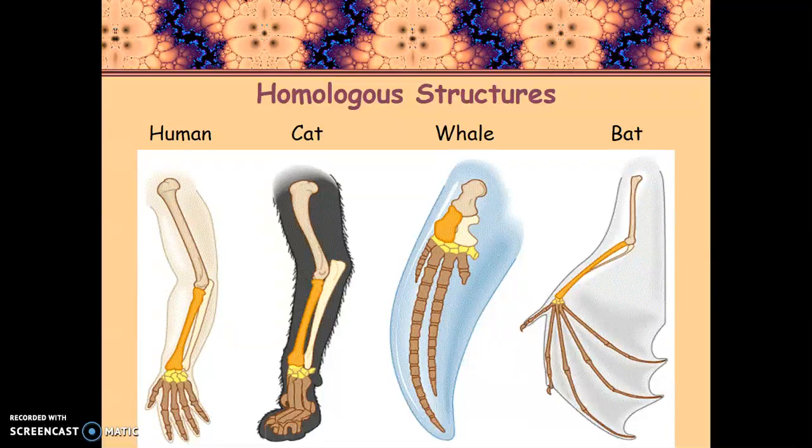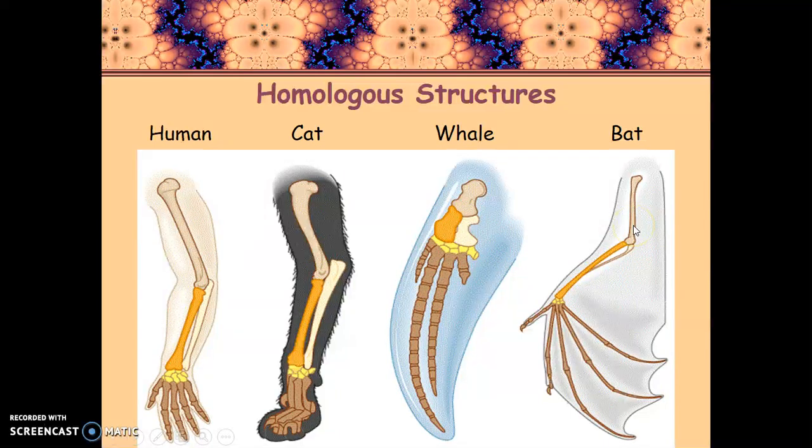Here's the most famous homologous structure picture. You will probably see it on the EOC because they love this picture. This is a human arm, a cat forelimb, a whale flipper, and a bat wing. They are all used to do very different things, but they're made of the same stuff. Check it. Here's the humerus of the human, humerus of the cat, humerus of the whale, humerus of the bat.